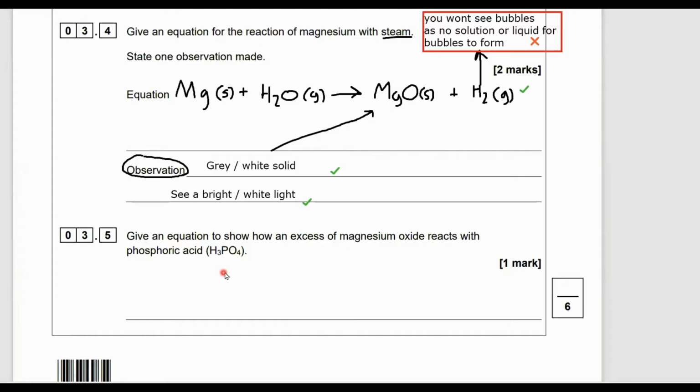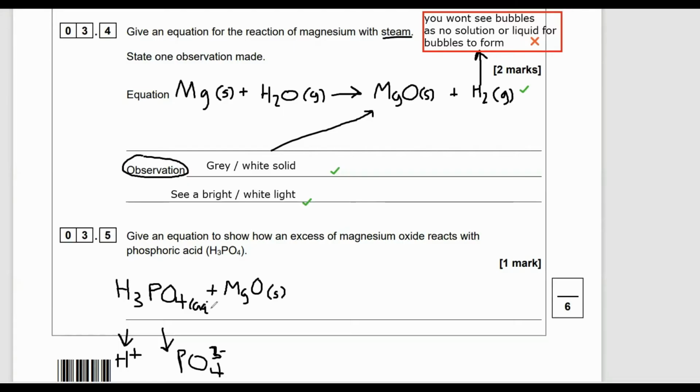Right, 3.5, final bit of this question. Give an equation to show how an excess, that means extra, more than you need, of magnesium oxide reacts with phosphoric acid. So remember, phosphoric acid, just showing you the ions here, it's got H plus ions and PO4 3 minus. Biologists all know that from DNA. So you take your phosphoric acid, and that is our acid. We're going to react it with magnesium oxide. What is magnesium oxide? It's a base. Acids are always aqueous, by the way. If you're including state symbols, which it doesn't ask for here, acids are aqueous.